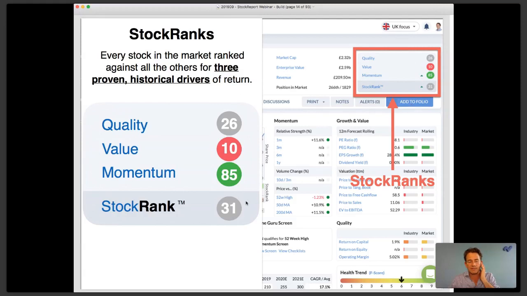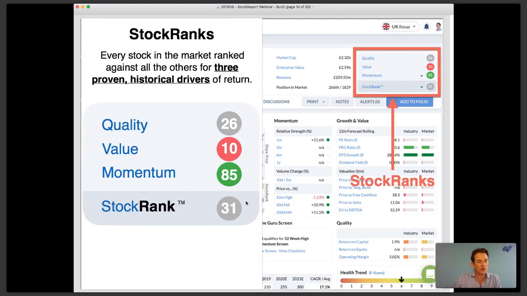Now, something people who are a bit more novice often say to me is, there's a stock where none of the QVM ranks rank above 90, but the StockRank itself is over 90. How is that at all possible? Well, the StockRank is not an average of the 3 ranks. We take the sum of the 3 basic ranks for every stock in the market, and then we re-rank the outcomes.